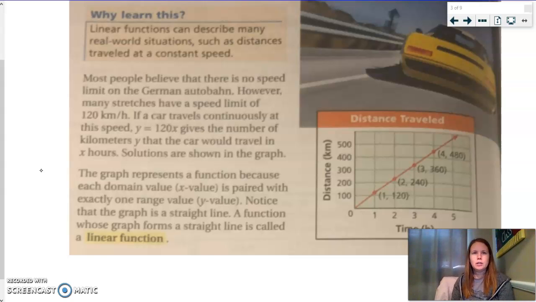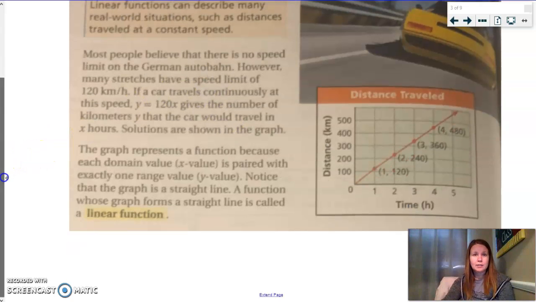They say linear functions can describe many real-world situations, such as distance traveled at a constant speed. Most people believe that there is no speed limit on the German Autobahn. However, many stretches have a speed limit of 120 kilometers per hour. If a car travels consistently at this speed, we can make the equation y equals 120x, given the number of kilometers y that the car can travel in x hours. So they graphed it and show that relationship over here.